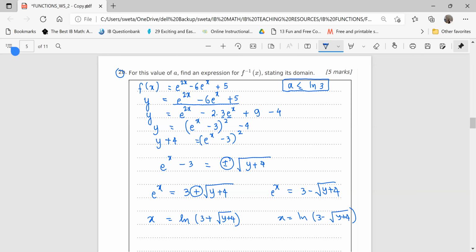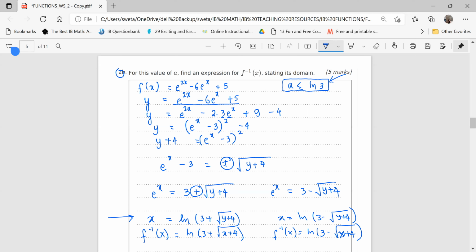Now, the domain of a function is the range of its inverse. So if the domain of the function f(x) is a less than or equal to ln 3, then the range of the inverse function should also be less than or equal to ln 3. So f inverse x is ln(3 plus the square root of x plus 4), and f inverse x is ln(3 minus the square root of x plus 4).